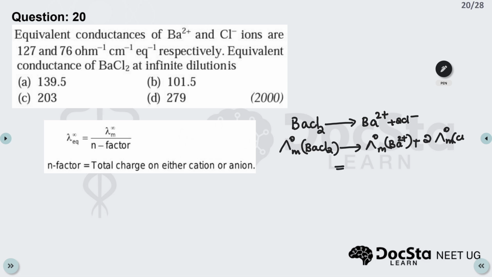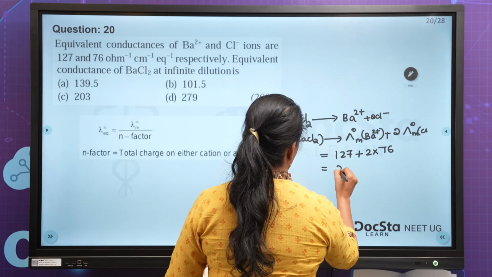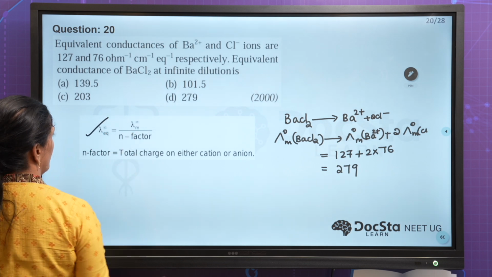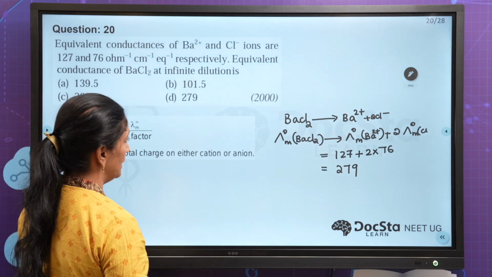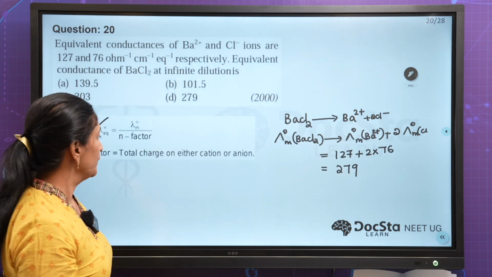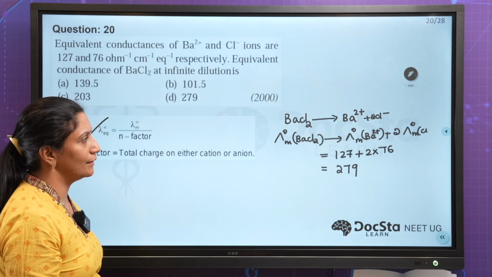Now in order to calculate, the equivalent conductance is given in the question as 127 of Ba2 plus. So 127 plus 2 into the value for chlorine, which is given as 76. If you calculate this value, it is found to be 279. But here, for lambda equivalence at infinite dilution, you have to divide this 279 by an n factor. N factor means the total charge on either cation or anion.